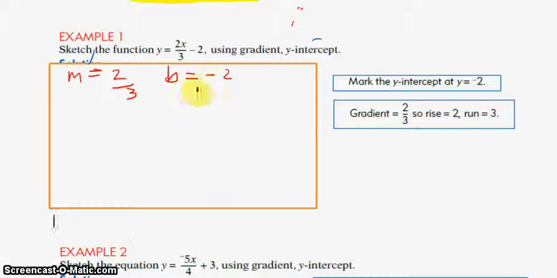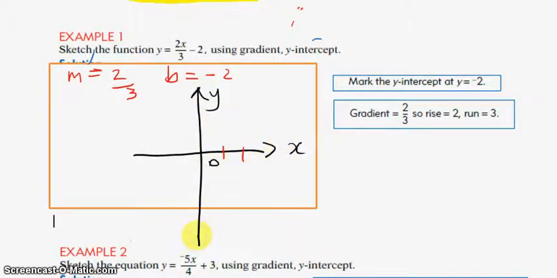So I'm going to start to draw my graph. Okay, so I've got to label my axes. And of course, don't forget, again, you need to do this with a ruler on your sheet. It's really important. So the y-intercept is at minus 2, so that's down here, and I can put a dot there. Always start with the y-intercept when you're graphing using the gradient intercept method.